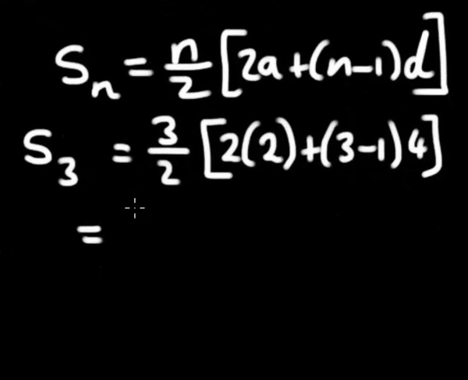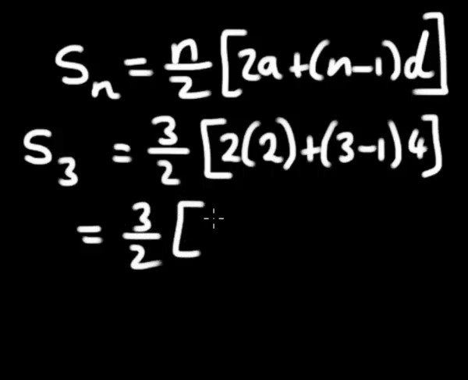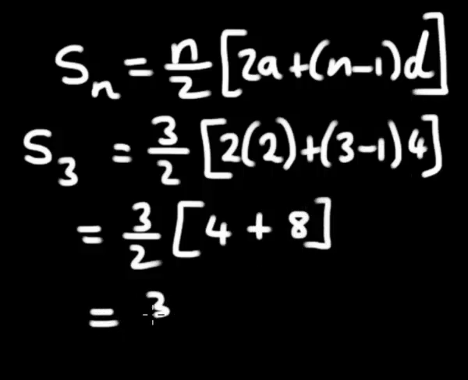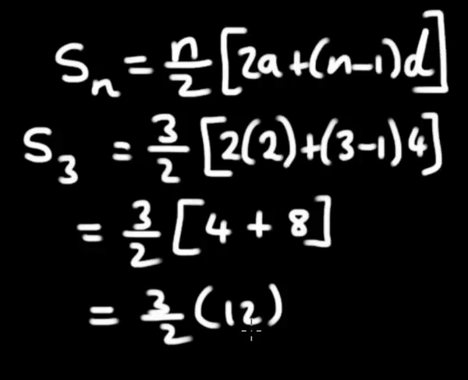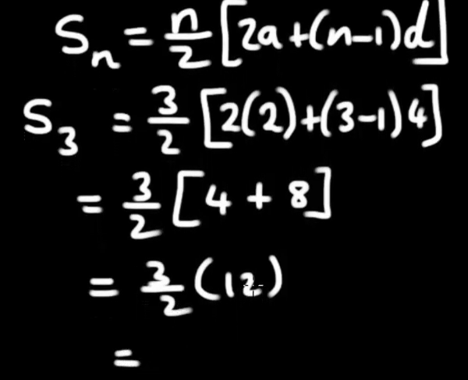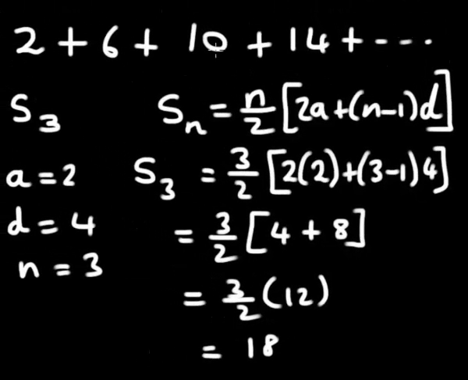Now have a look at this. That's 3 over 2 into (4 plus, that's 3 minus 1 is 2, times 4 is 8), which gives me 3 over 2 multiplied by 12. Well, 2 goes into 12 6 times, and 6 times 3 is 18. So look at that, it works. 2 plus 6 plus 10 is 18. The sum of the first 3 terms is 18, and if you use that formula, it works as well.